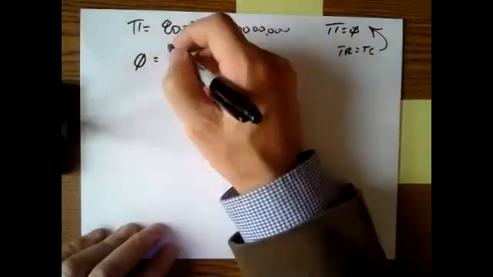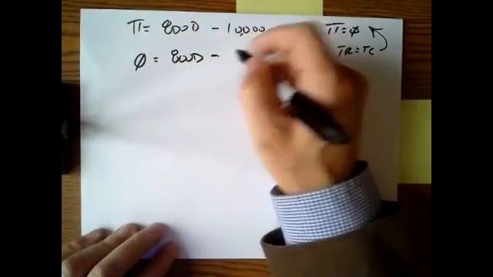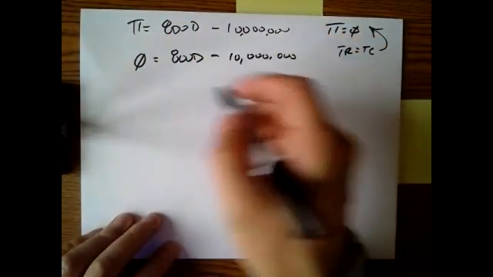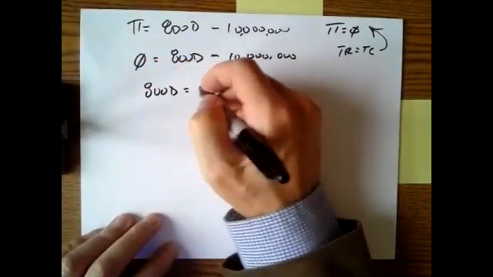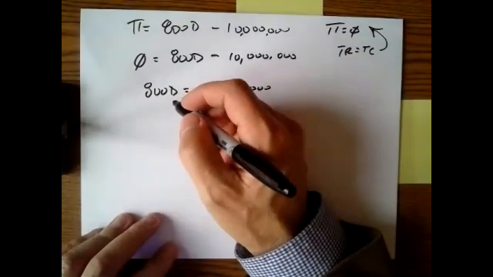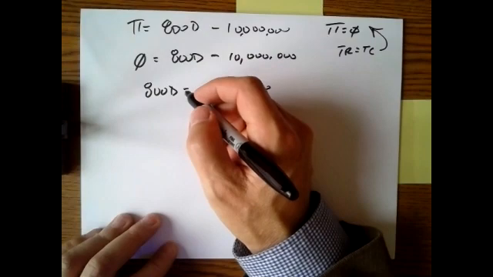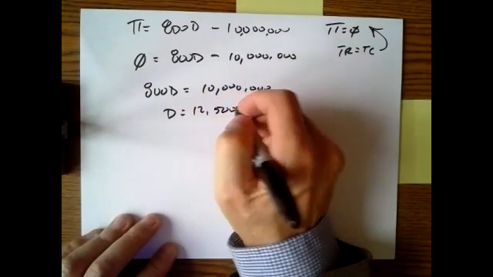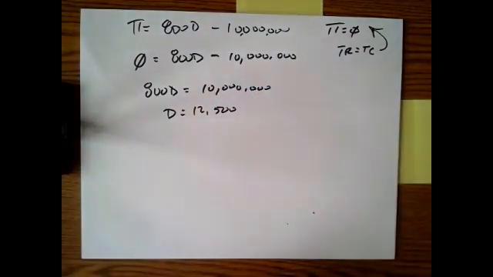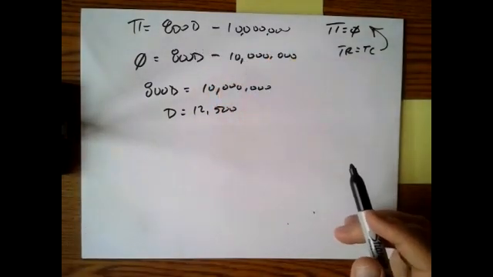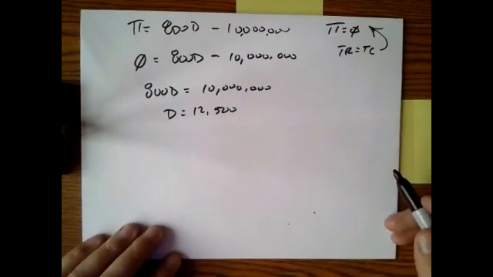So we want to know how many days it will take for us to get to 0 profit. To solve this, we add 10 million to both sides, and we wind up with 800D equals 10 million. Then we divide both sides by 800, and that gives us 12,500 days. If we were to plug 12,500 back into our profit function, we'd get 0.